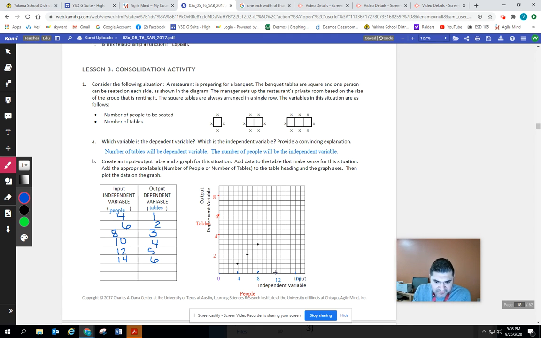And let's see, I'm going to skip a little bit. At 12, we have 5. So if we have 12 people, we have 5 tables. So here's 12 people. And I'm going to go all the way up to 5, which is right in between 4 and 6. And let's see if we have 16 here, we have 18. Because remember, we're adding by 2 on this side. Over here, we're adding by 1. So let's actually go to 16 because that's the furthest one I have. At 16, I'm going to have to go all the way up to 7, which is exactly in between 6 and 8.